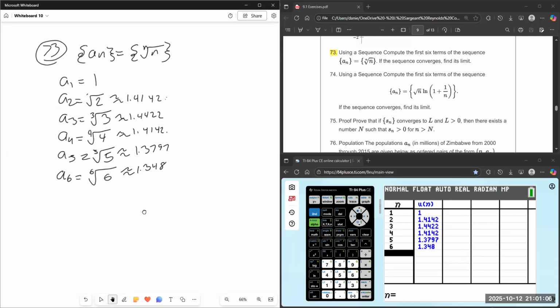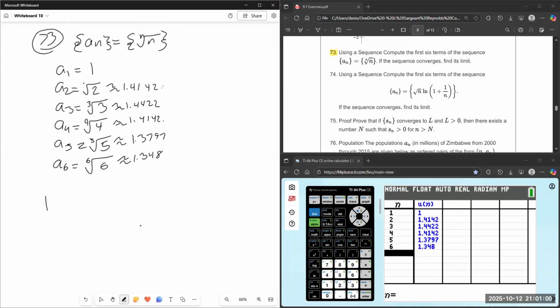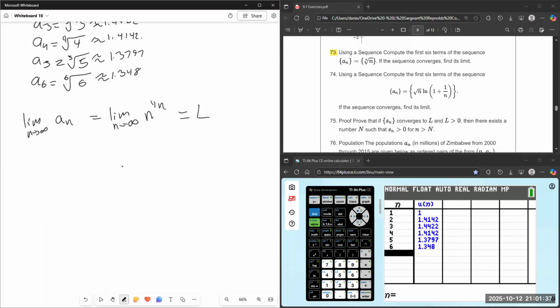Well, we're going to take the limit as n goes to infinity of a sub n, and that's going to be the limit as n goes to infinity of n to the 1 over n. And I'm going to assume that this converges right now and call this L. And this is going to be an infinity to the 0 situation, which is an indeterminate form, but we're not quite ready to use L'Hopital's rule. We have to use logarithmic differentiation here.